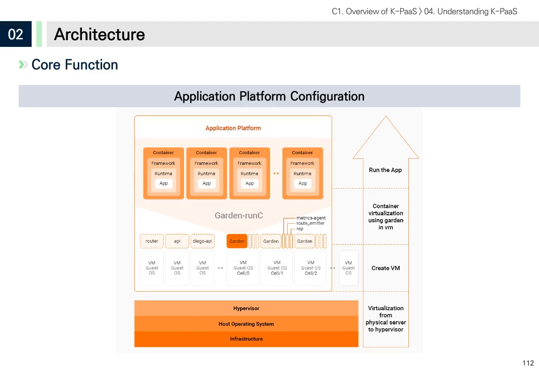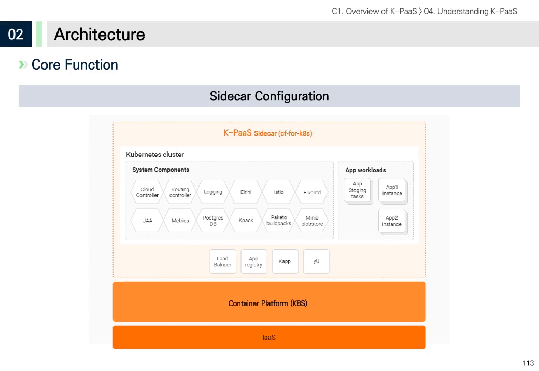So that's how the PaaS is running, with applications running on top of those containers. K-PaaS Sidecar Configuration Diagram. Sidecar is an open project based on Cloud Foundry for Kubernetes to combine the benefits of an application platform on top of Kubernetes. Sidecar is almost like an application platform component, but it includes Kubernetes and various cloud-native, open-source projects.